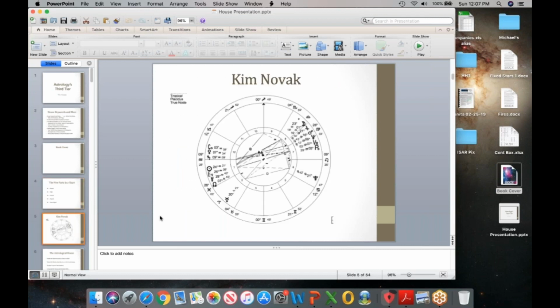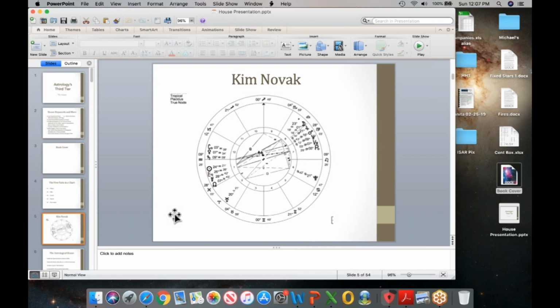There's a sample chart. I picked Kim Novak. Why did I pick Kim Novak? I don't know. But I will say this, Kim Novak has got the largest and strongest number of inconjuncts or quincunxes of any chart that I have ever run into. She has a lot of oppositions in here. Of course, Kim Novak is a very popular movie actress. She appeared in many movies and is well known throughout Hollywood.